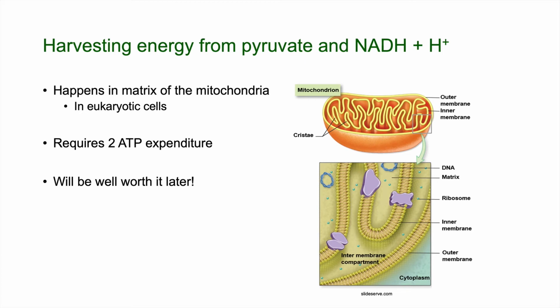Those 2 ATP that we got from glycolysis, we're going to spend them to move the pyruvate and NADH plus H plus into the very middle, the very center of the mitochondria. This area is called the matrix. This is the outer membrane. This is the inner membrane that's highly folded, highly convoluted. The space between the two membranes is the intermembrane space, and the very middle is called the matrix.